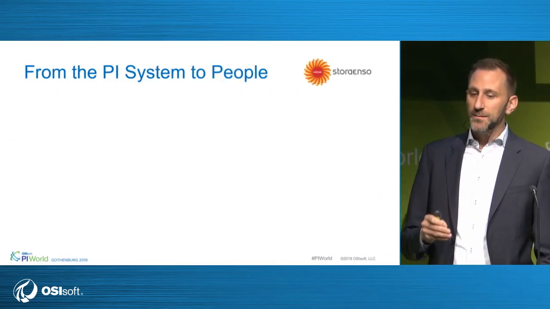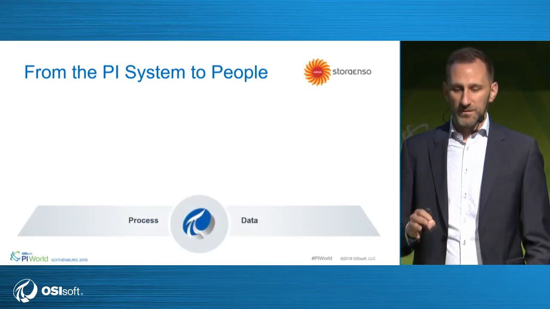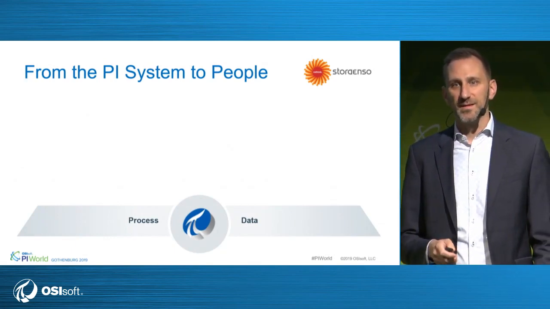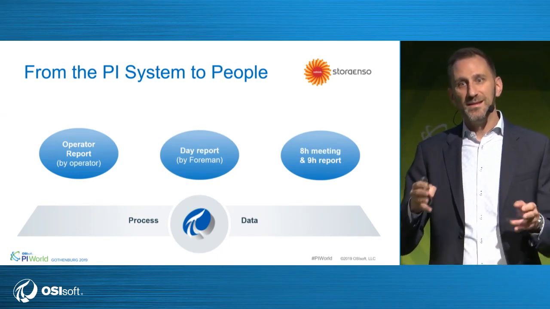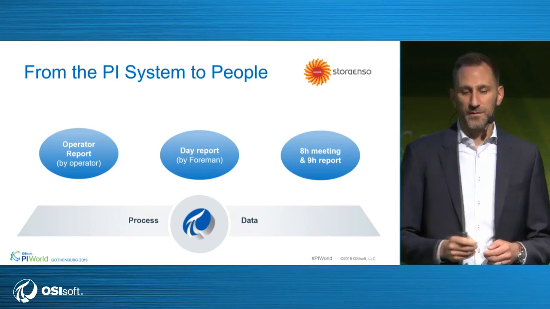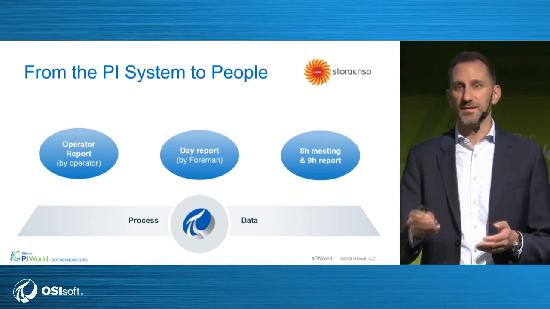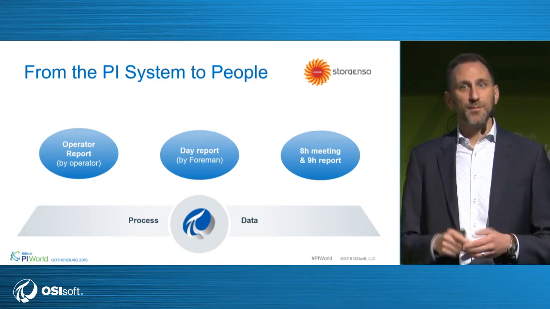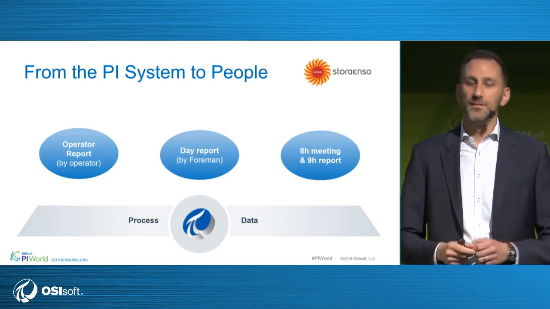So how do you really bring data from the Pi system to the people there at the plant? So we have the process data in the Pi system, let's say downtime, sheet breaks, and so on. And also in Stora Enso, we have this lean cascade of really information flow and decision making. So for example, we do have the operator report, which basically has all the incidents which happened on the shift of that very operator. Then we have the day report for the foreman, which is really an aggregated view of all the stations in the control room.